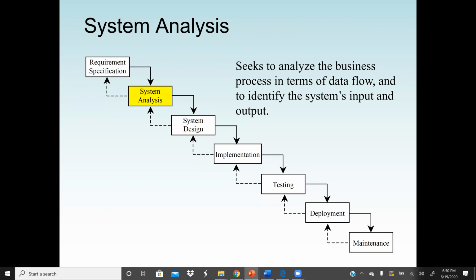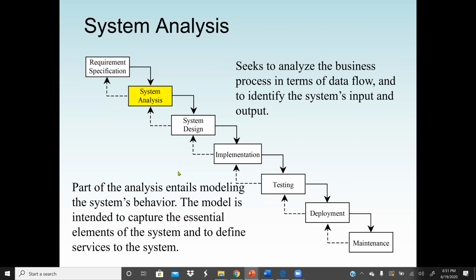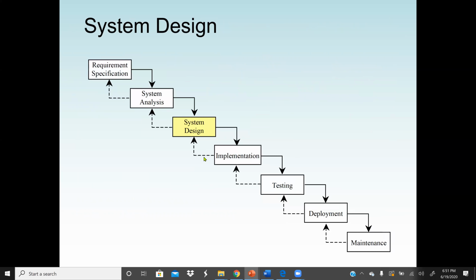This is where we again translate the input to output. We need some algorithm. So in the system design phase, this is where we design the algorithm that will transform the input to output. So part of the analysis will entail modeling the system behavior. The model is intended to capture the essential elements of the system and also to define services to the system. Then we move to the system design.